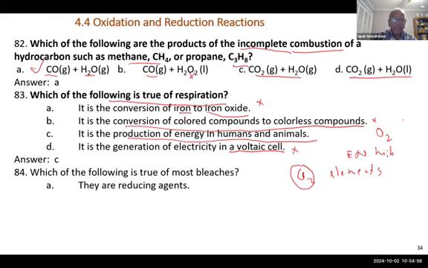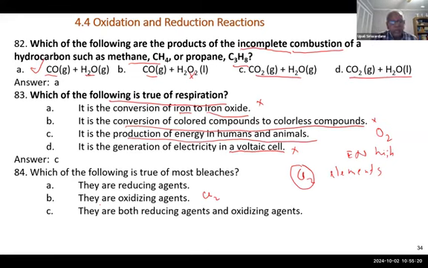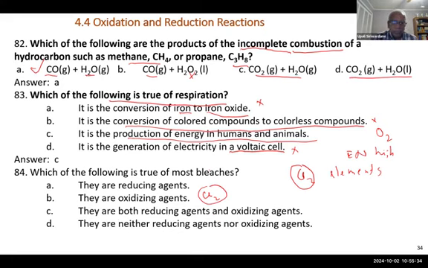It oxidizes, using chlorine, to clean up water. They are both reducing agent and oxidizing agent. In bleach, chloride solution, chlorine is the oxidizing agent. Therefore, the answer is B.